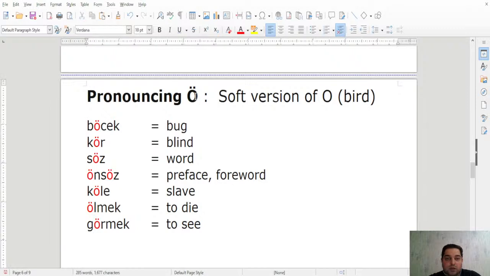So this was the soft version of O, and again, the best example will be bird. You don't say board, right? You say bird. That's exactly the counterpart of Ö.